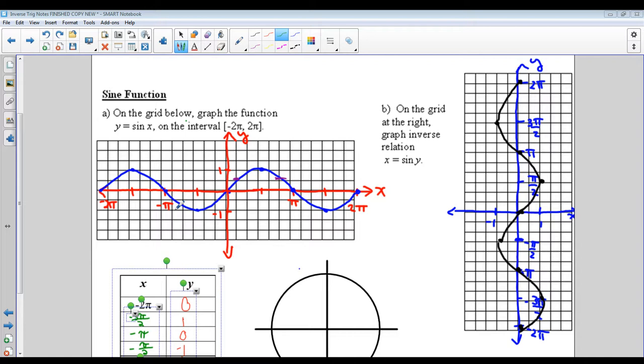Let me say it again. It's not just a rotation. So there's something else happening that we'll talk about when I see you next time. But please pause. I'm going to go on to the cosine function.